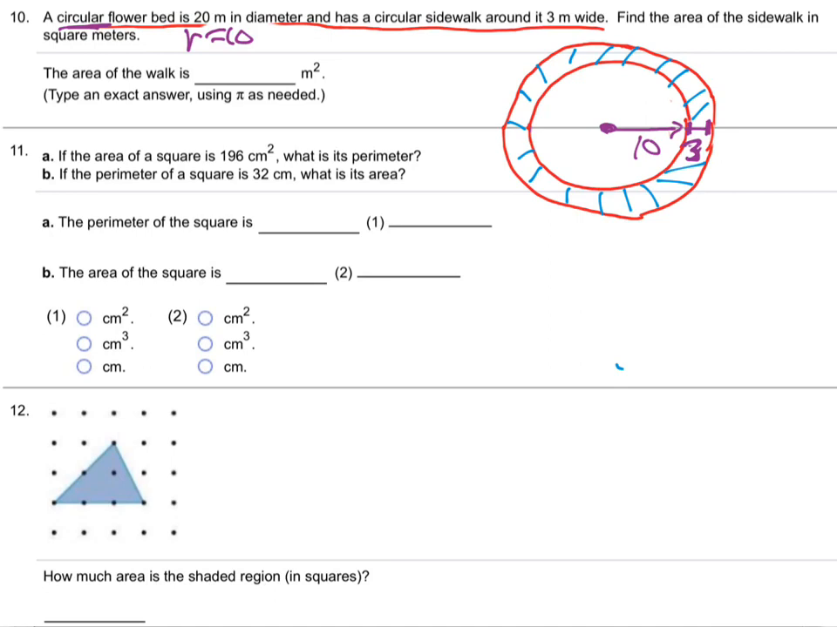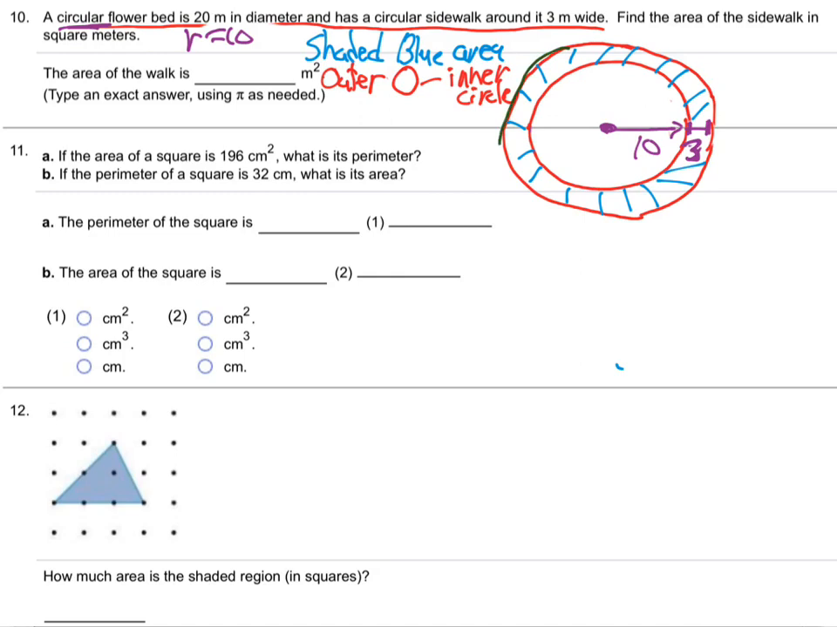So the shaded blue area, that's what we're trying to figure out, the walkway, that's going to be the big circle minus the inner circle. Do you see that? Or instead of big, we call it the outer circle minus the inner circle.